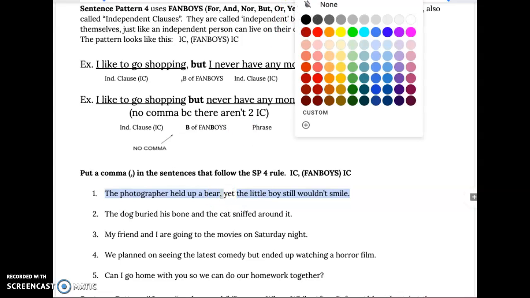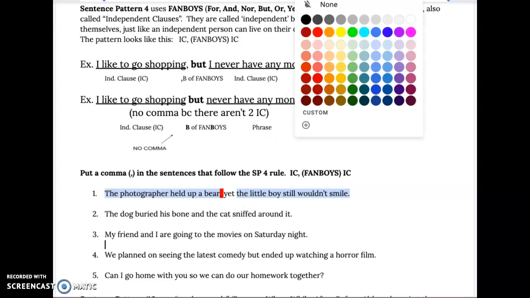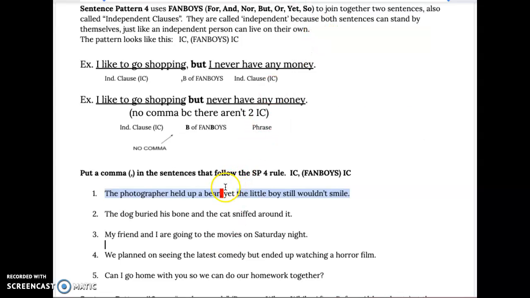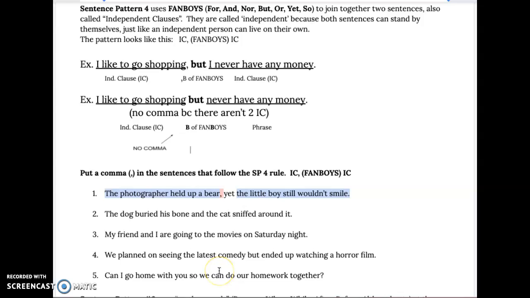I'm going to make that comma. I'm going to make that red. Ooh, that's terrible. Let's not do that. Let's change it to something lighter. Oops. All right. Well, this is where my screencast skills are failing. Okay, so you've got to put a comma there.